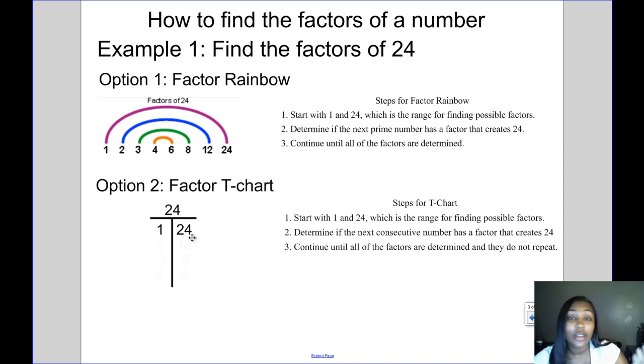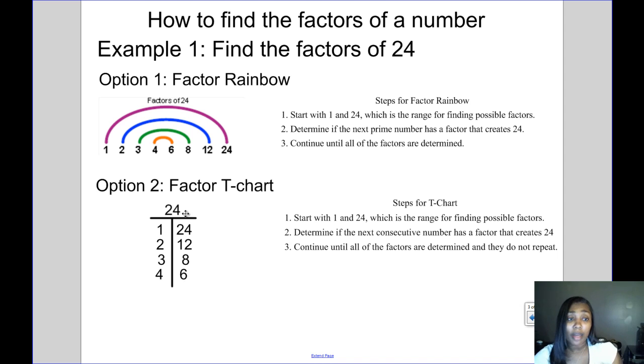Then again, you just go down the numbers. So you want to think about 2. Can anything times 2 give me 24? Well, actually, yeah. 2 times 12. So there's our next factor pair. Then you want to think anything times 3. And we know 3 times 8. Then anything times 4. And we say, oh yeah, 4 times 6. And then we say, does anything times 5 give us 24? And the answer would be no. And then we say, does anything times 6? And we say, well, we already have 6 on there. So then we know, okay, we're at the end of our factor T-chart.